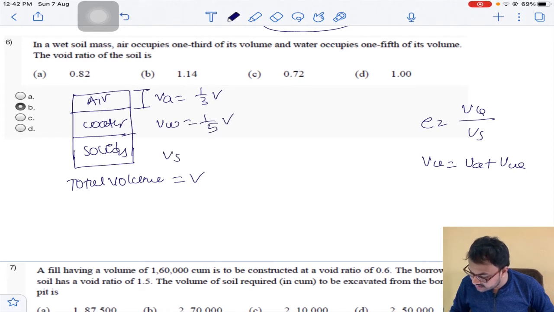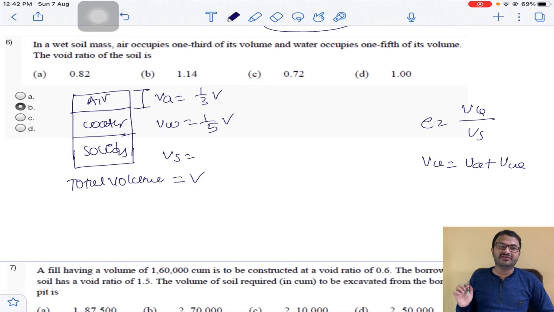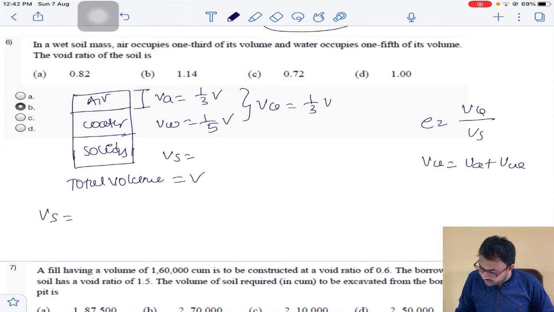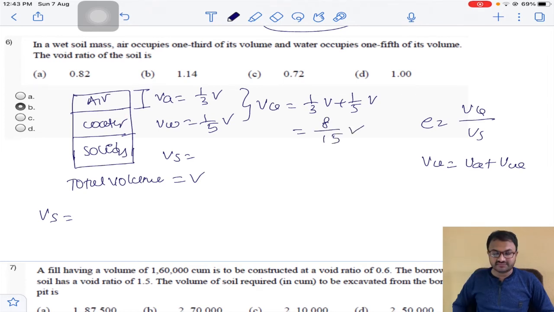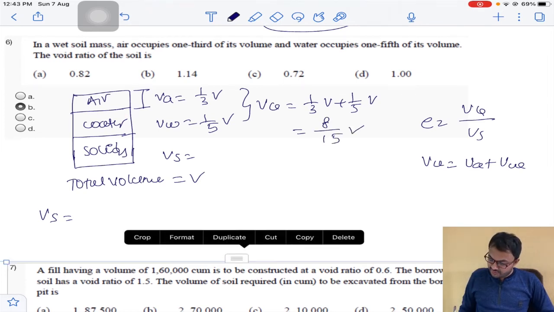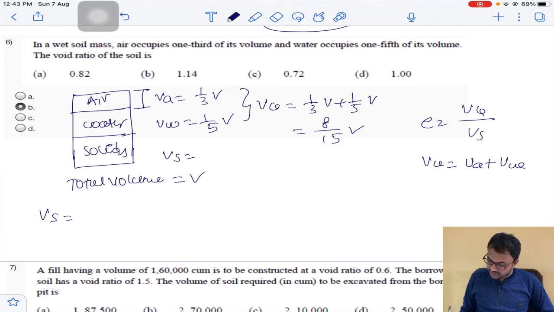And VS we do not know as of now. But total volume is V. We can calculate the volume of solids: volume of voids is equal to 1/3 of V plus 1/5 of V. You will get 8/15 V. And volume of solid is equal to total volume minus volume of voids. Total volume V minus 8/15 V, so you will get 7/15 V.